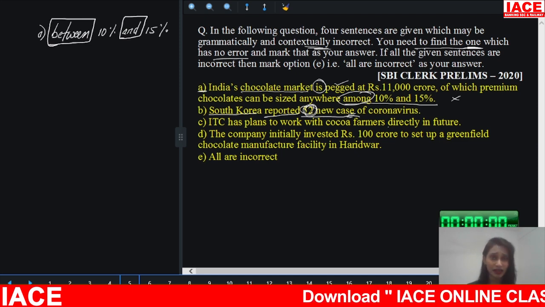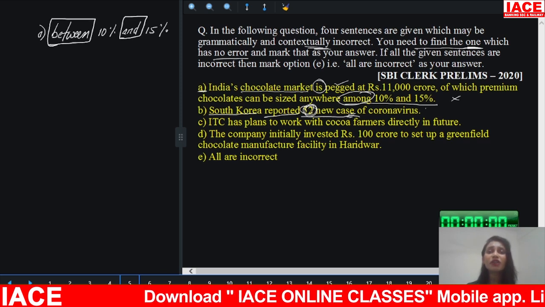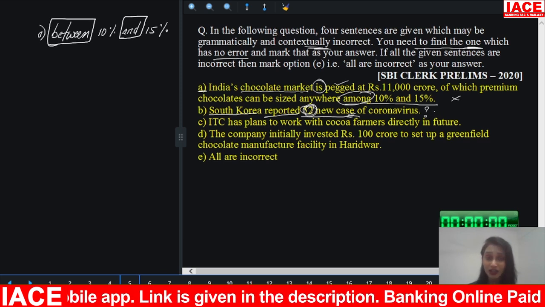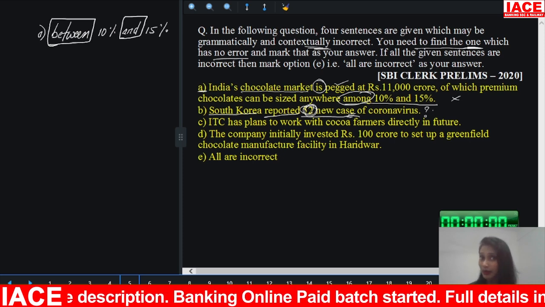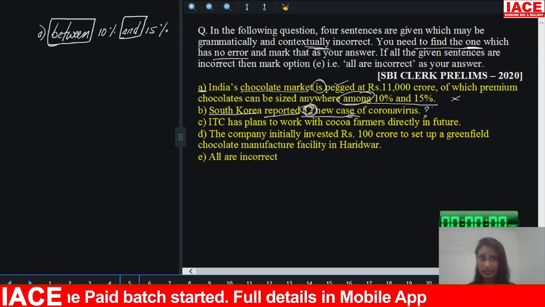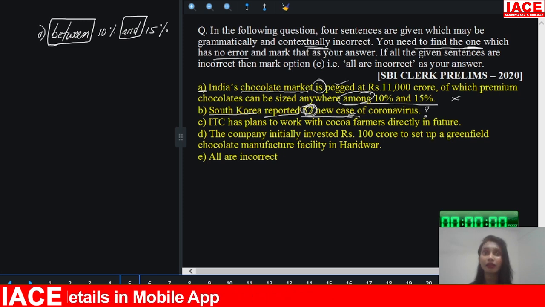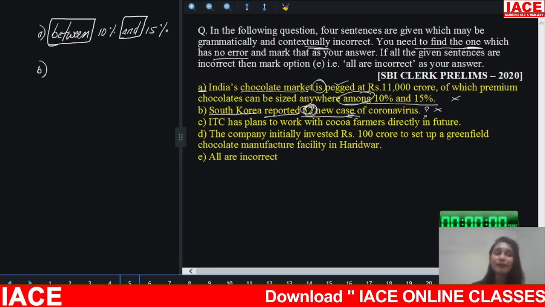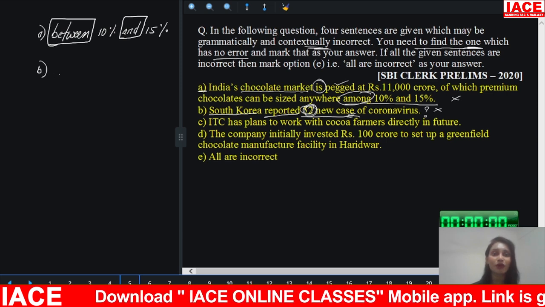Fine. There is one more error, guys. Here, reported when? When it is being reported. Is there any particular time mentioned here? No, right? Is there any time indicator? No. When? Yesterday? Last week? We are not sure. Time is not mentioned. When there is no time mentioned, what we have to do? We have to write that sentence in perfect tense, present perfect tense.